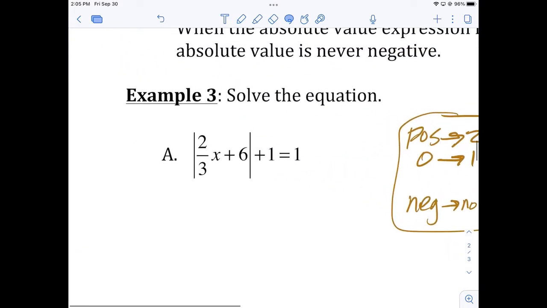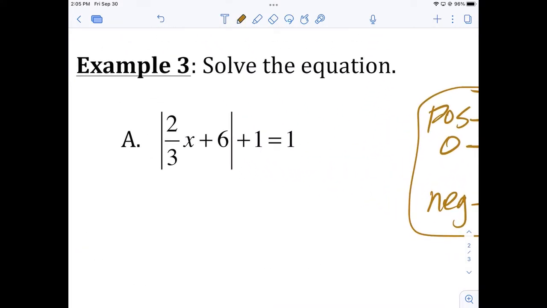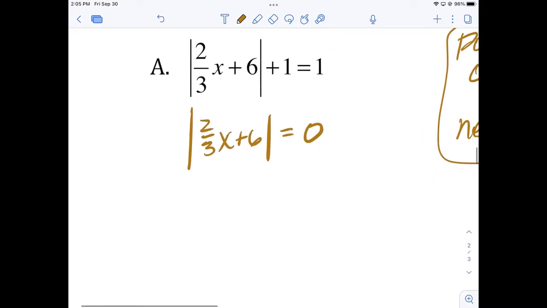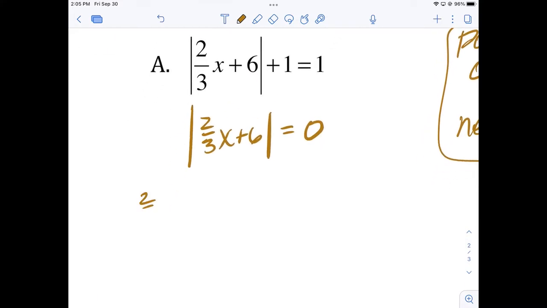All right. Let's try these real quick. Let's isolate the absolute value. I have to subtract 1. So I get the absolute value of 2/3 x plus 6 equals 0. One solution, right? 2/3 x plus 6 equals 0. Plus or minus 0, you can say, oh, that's the same. So that's how you know. And now we just simplify. 2/3 x equals negative 6.